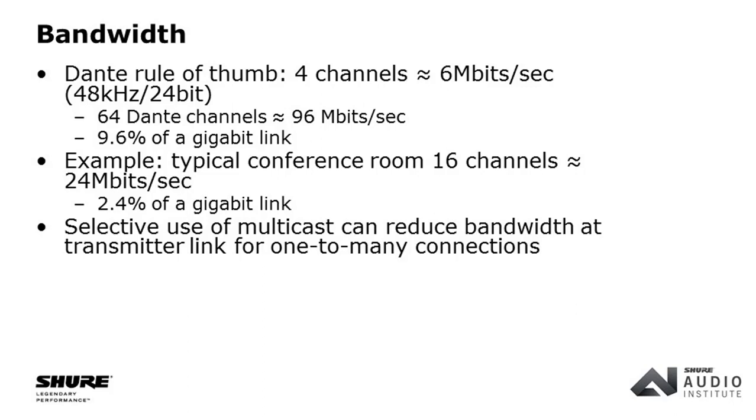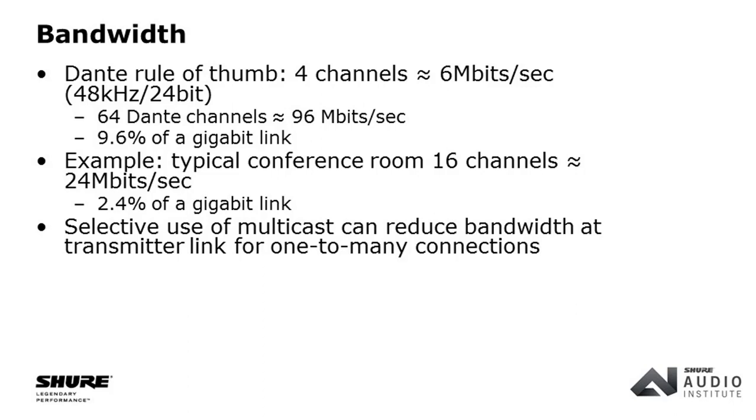Just to put some numbers behind the bandwidth here so we know what we're talking about. A general rule of thumb with Dante is that for a 48 kilohertz, 24-bit signal, 4 channels of Dante uses approximately 6 megabits per second, which isn't much. So 64 Dante channels is about 96 megabits per second, which is 9.6% of a gigabit link. That's not a whole lot. And the typical conference room isn't even using that many. Most AV conference applications might have maybe 16 channels of Dante running. That's 2.4% of a gigabit link. So the bandwidth usage is very low.